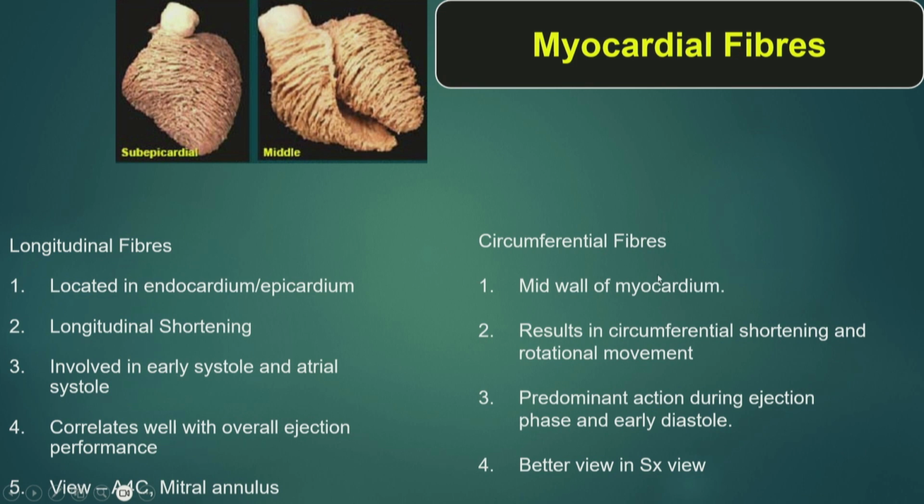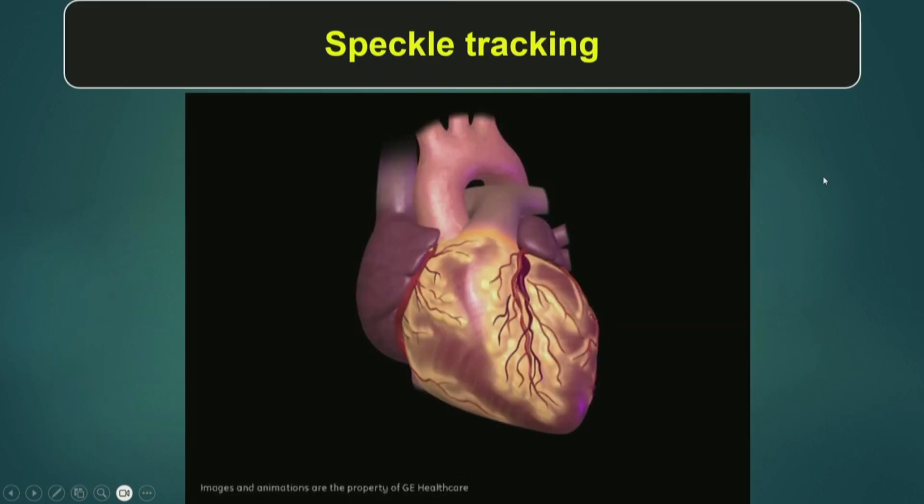Whereas there are circumferential fibers in between the epicardial and the endocardial fibers, which are oriented longitudinally. Between the two, in the middle of the myocardium, the circumferential fibers are situated. This results in shortening or rotational movement, and their predominant action is during the ejection phase and the early diastole. This is best seen in the short axis view.